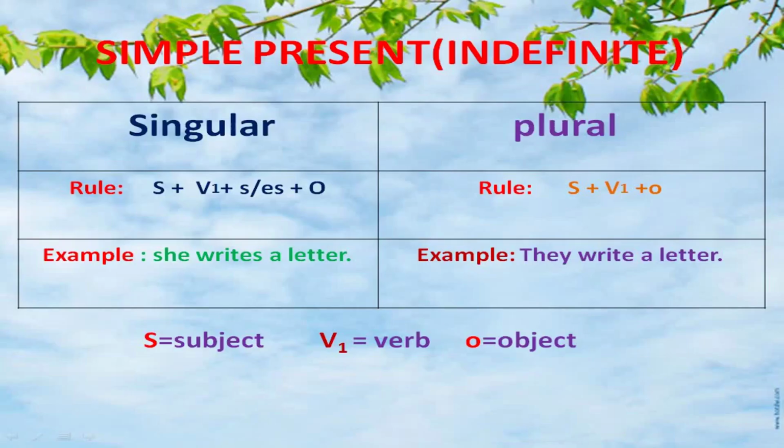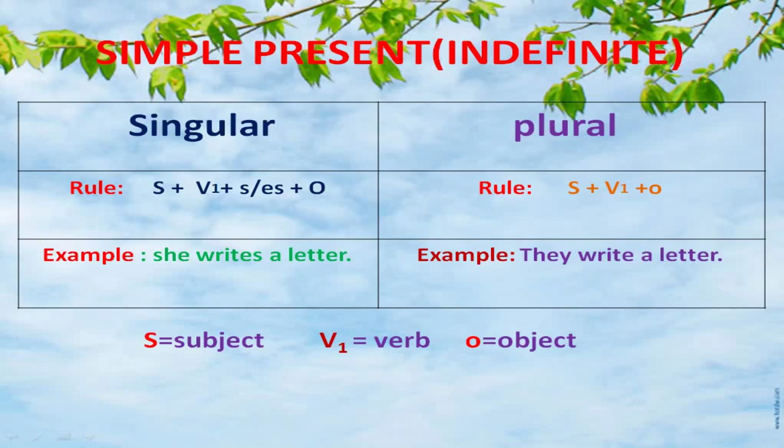Now we are going to understand them one by one with examples and their rules also. First one, simple present tense. Singular form and plural form, both I will show you. Here rule 1, singular form: subject plus V1. So you know the verb forms V1, V2, V3, V4. That means V1 is present tense, V2 is past tense, V3 is past participle, V4 is present continuous, and V5 is infinitive.